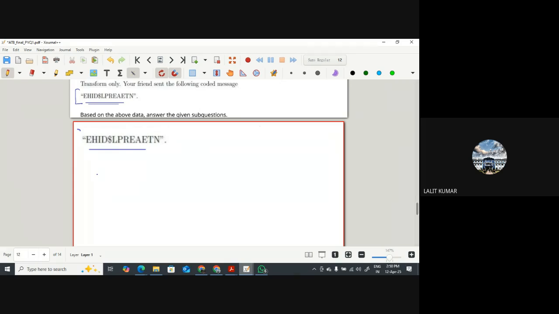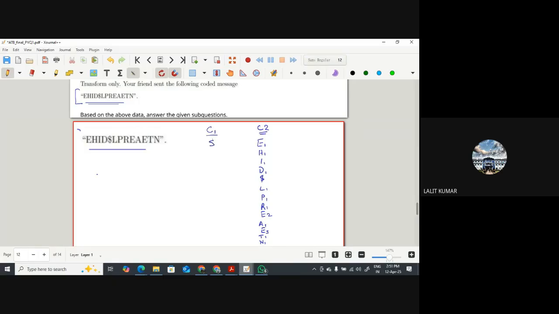So this has come from column 2. You write it here like this: E H I D dollar L P R E A E T N, and alphabetically you give the numbers. So this will become E1 H1 I1 D1 $ L1 P1 R1 E2 A1 E3 T1 N1. And now you sort them alphabetically, and alphabetically the dollar will come first to reconstruct column 1.